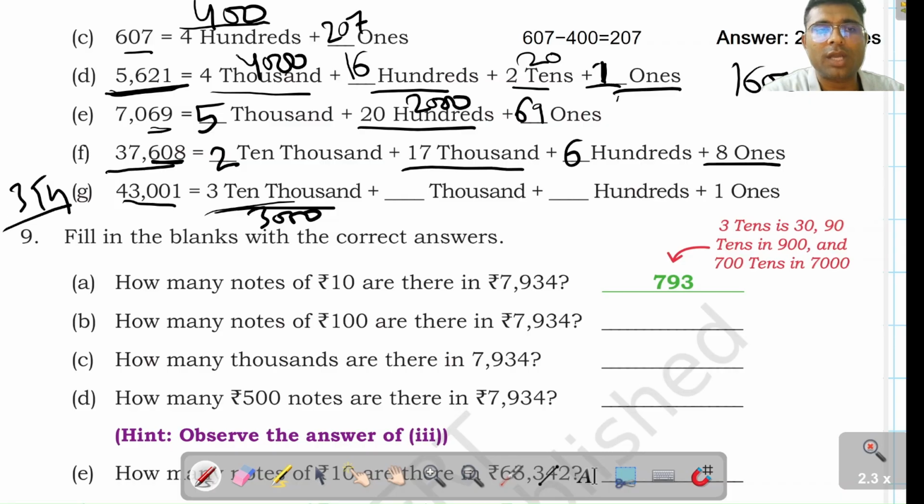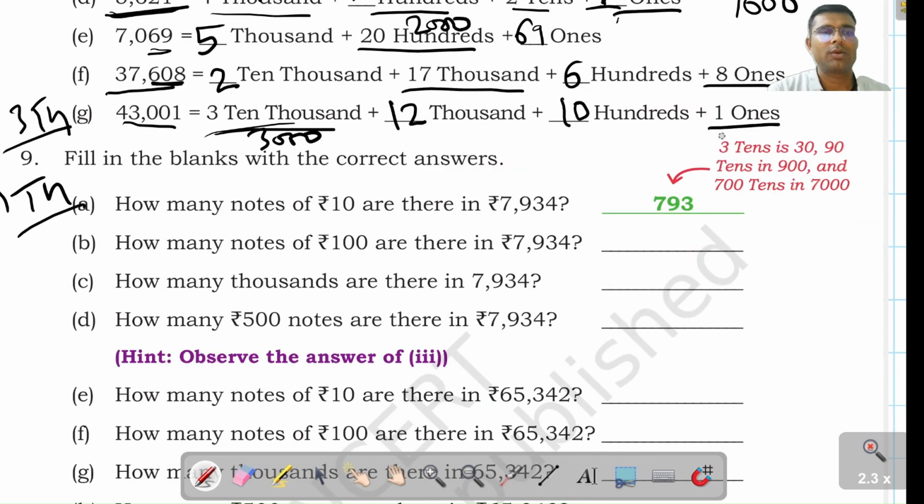So out of 13, 12,000 you can write here, and 1,000 you can change that into hundreds, and 10 hundreds will be 1000 and 1 ones. Question number 9, fill in the blanks with correct answer.